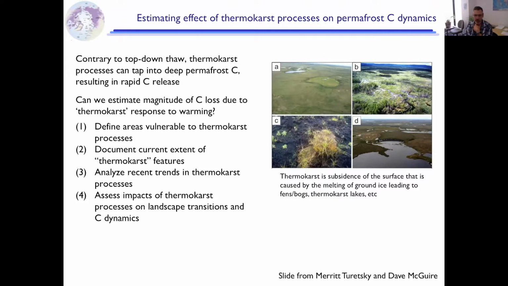And so Merritt Turetsky and others have gone through this process of trying to estimate this by defining where they think the thermokarst processes might occur under warming, documenting the current extent of thermokarst features, and then analyzing recent trends to try to get an understanding of how quickly and how rapidly it could happen under warming, and then also analyzing observations to assess the impacts of these landscape transitions on the carbon dynamics.